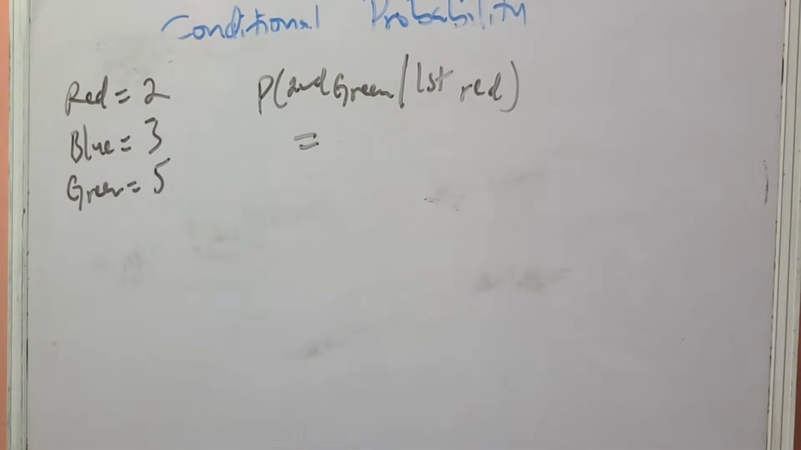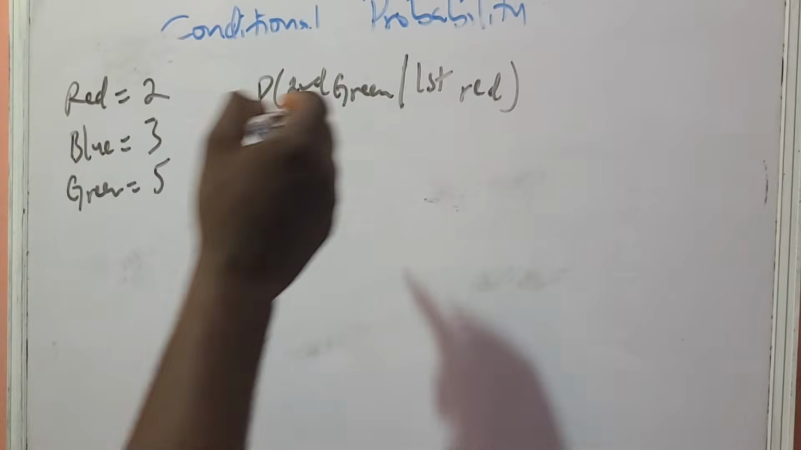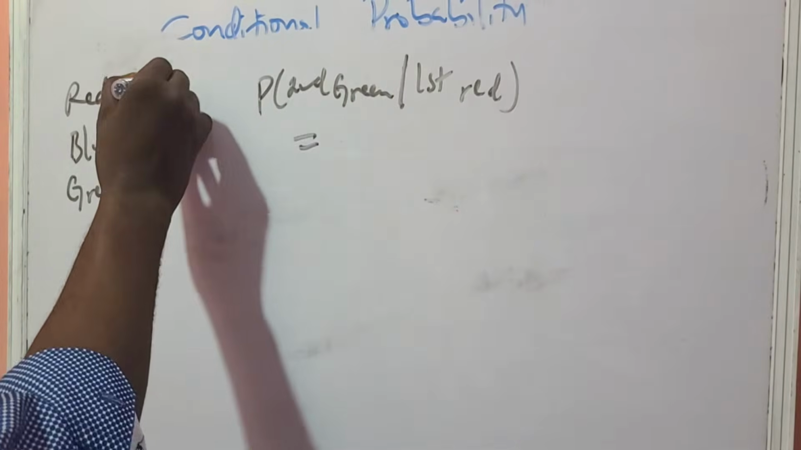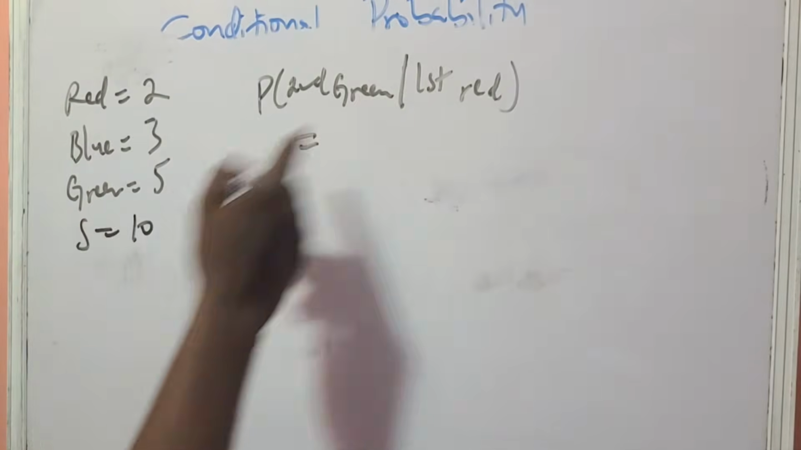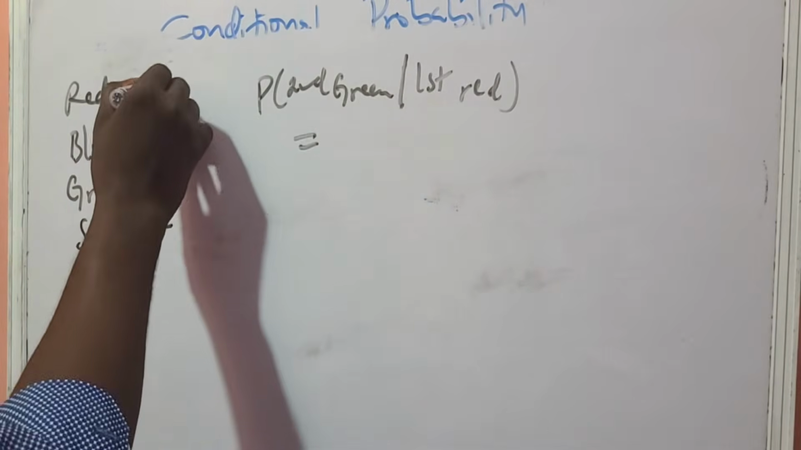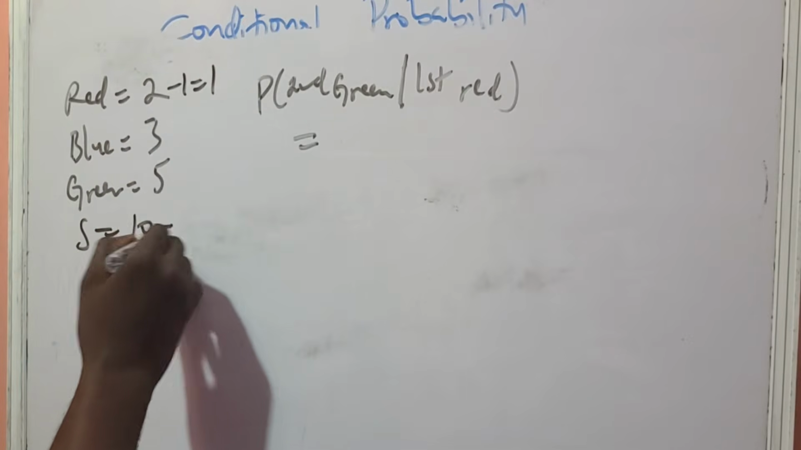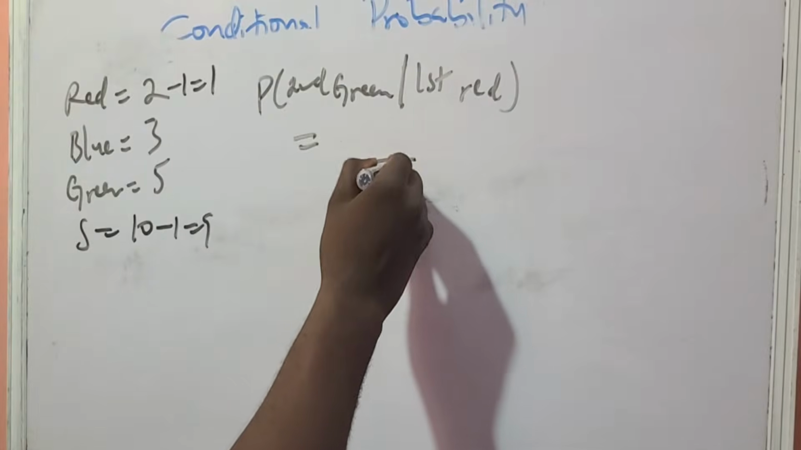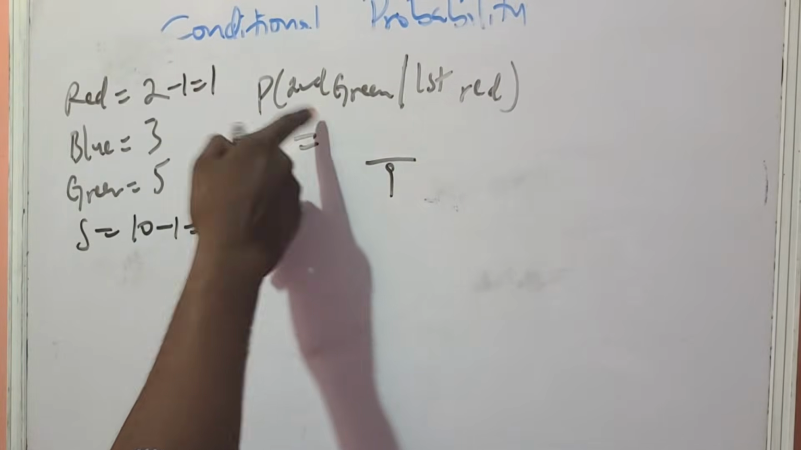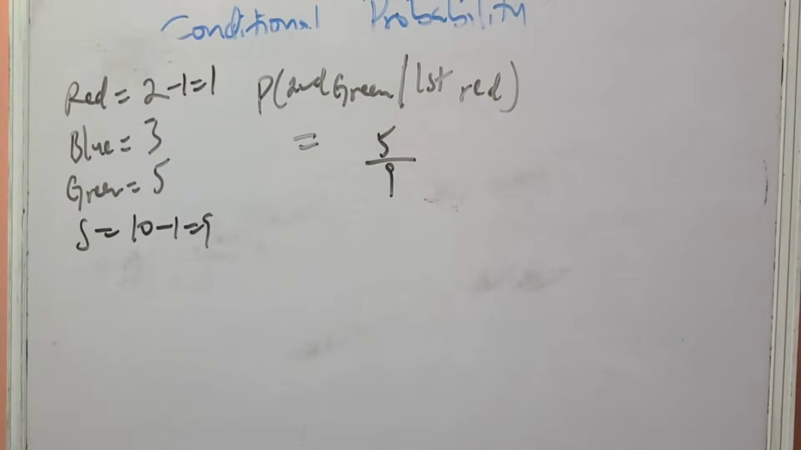Looking at this now, the second being green, given that the first was red. If you picked red, your total sample space here is what? 10. You picked one red, so you're left with only one red. You're left with 9. Your sample space is now 9. So the second being green will be 5 over 9. You can see how nice and simple this is.